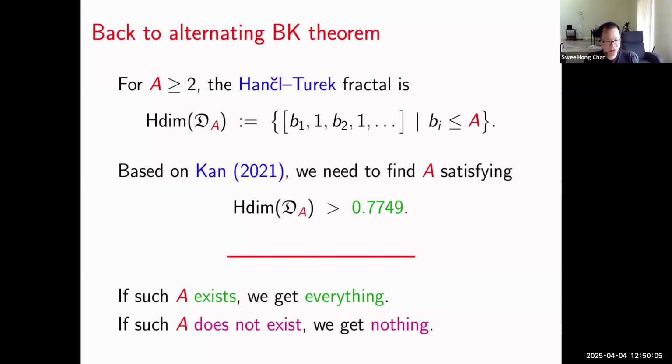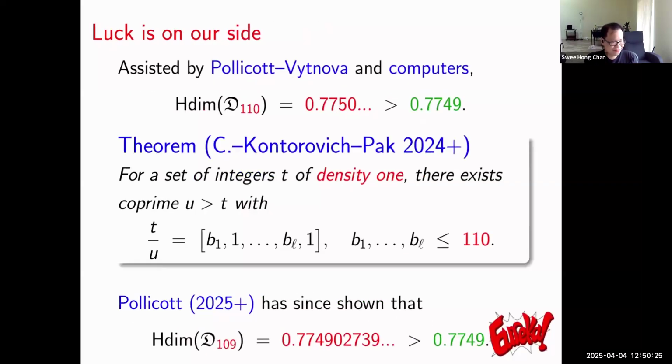Everything we know about this problem is solved. If such an A does not exist, if this dimension is smaller than this number, then all our effort is wasted. We get nothing. So this is an all-or-nothing gamble. Okay, so let us roll the gacha, let us roll the dice, and see what comes up. Fortunately for us, luck is on our side by a margin of 0.0001. This number is greater than the threshold, the whole method works, and we get our alternating Baker theorem.